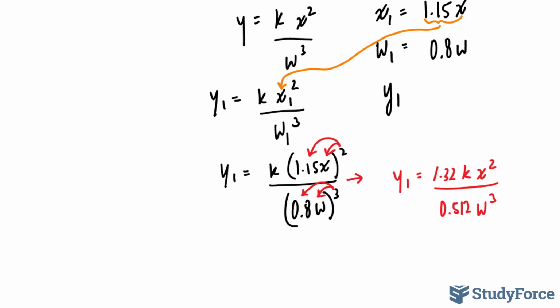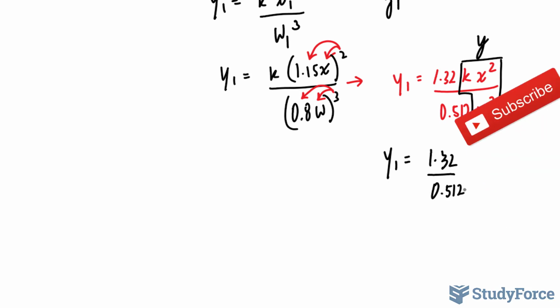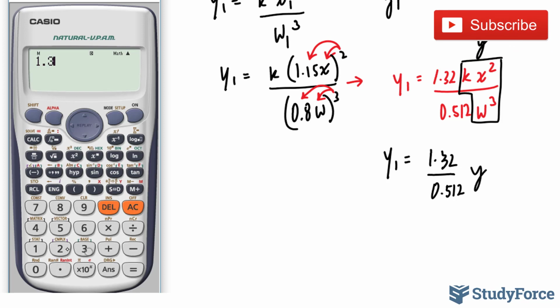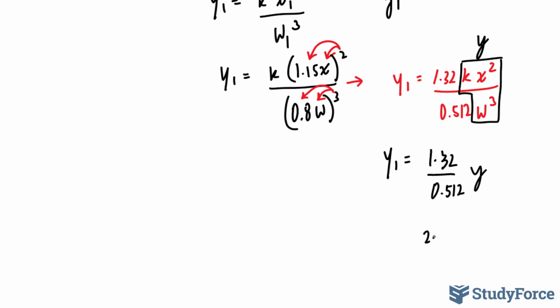And once you've done that, you'll actually notice something, that this part of the expression is equal to the original y. This means that y will change by a factor of 1.32 over 0.512. Or in other words, 1.32 divided by 0.512 gives us 2.57. So y will change, the original y will change by a factor of 2.57.